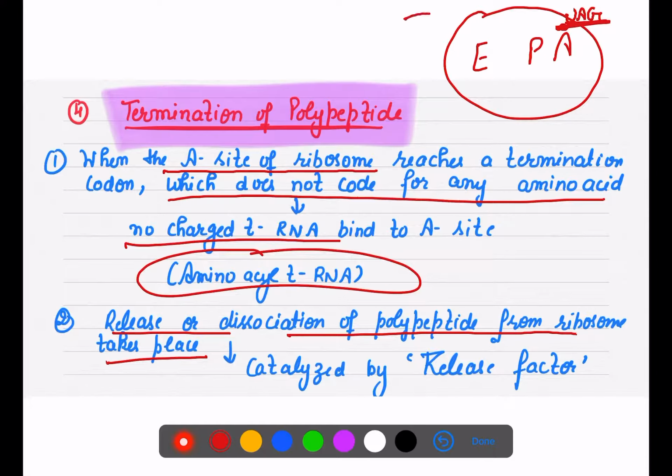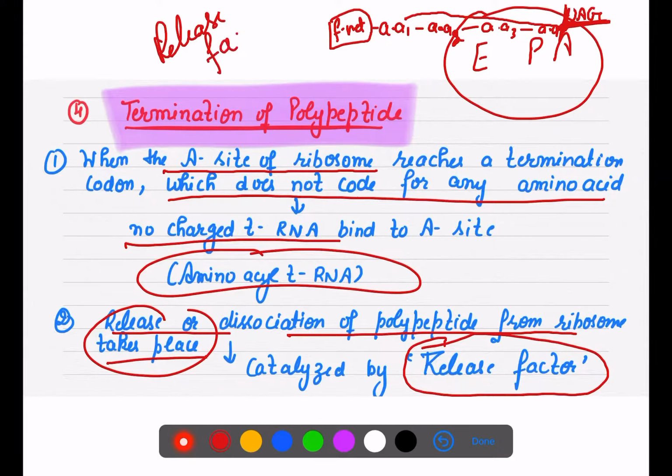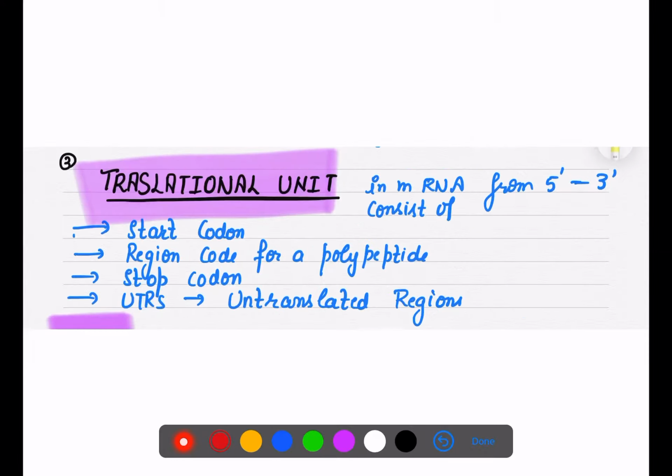Now see, a long chain is developing here. Amino acid 1, suppose I write first F-methionine, then amino acid 2, amino acid 3, amino acid 4. In this way a long polypeptide chain is formed, but still it is attached to the ribosome. So how does it detach from the ribosome? It is catalyzed by release factor. A release factor helps in detachment of this chain from the ribosomal subunit.